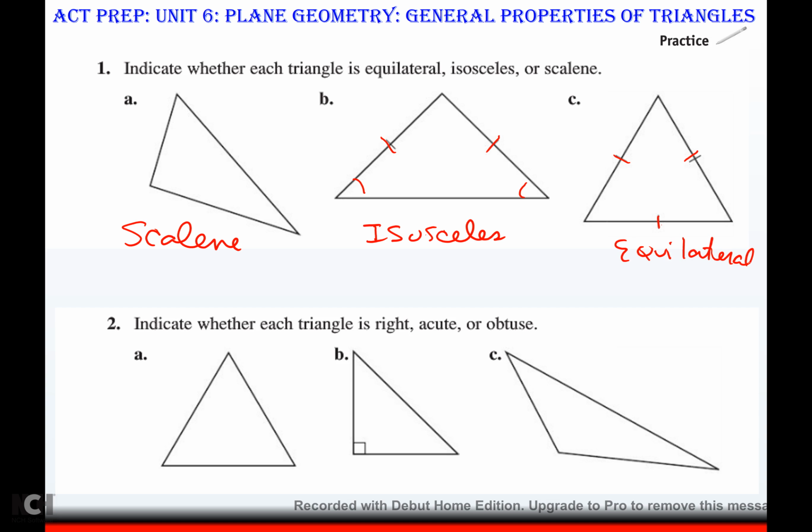Okay, 2, indicate whether each triangle is right, acute, or obtuse. All 3 angles are less than 90 degrees. That's a cute little triangle, an acute triangle. Okay, there's one right angle, so that makes this a right triangle. This has one obtuse angle, that makes this an obtuse triangle.